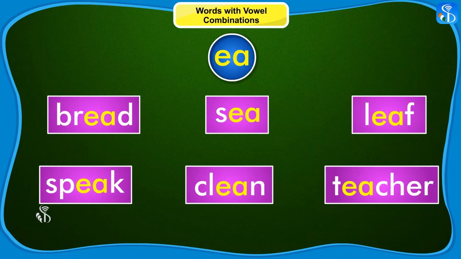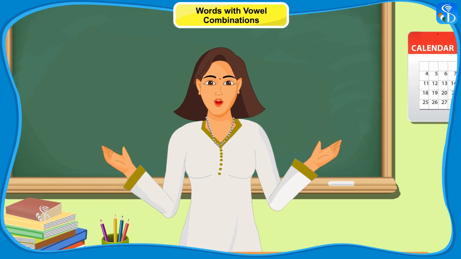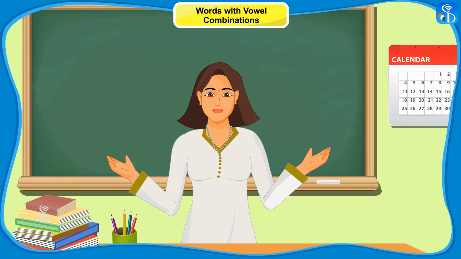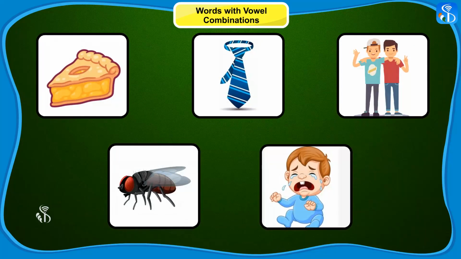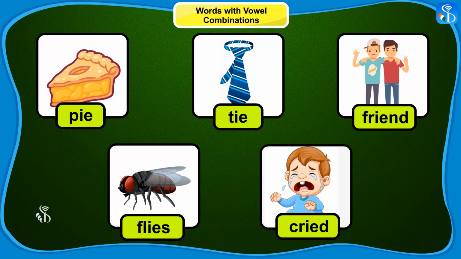Very well. Now I will show you some pictures. I want you to identify the picture and tell the vowel combination present in its name. Who is ready? Teacher, I am. The pictures are of pie, tie, friend, flies, and cried. The vowel combination IE is used to spell these words.